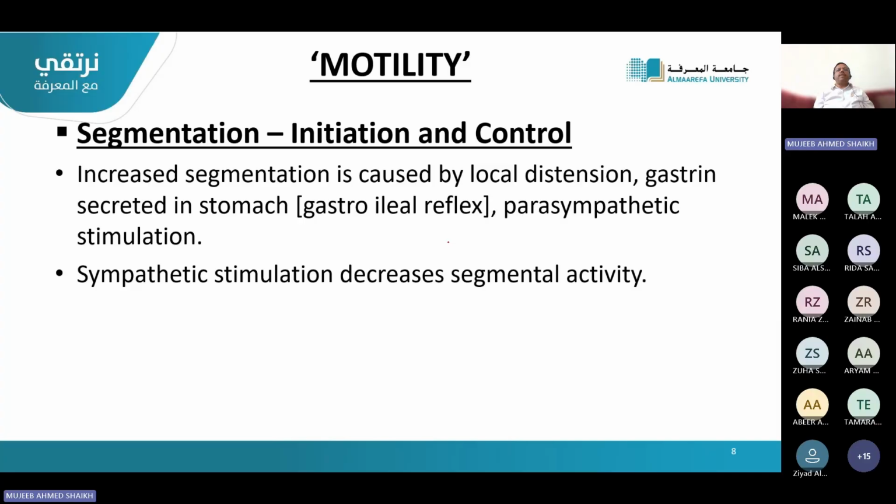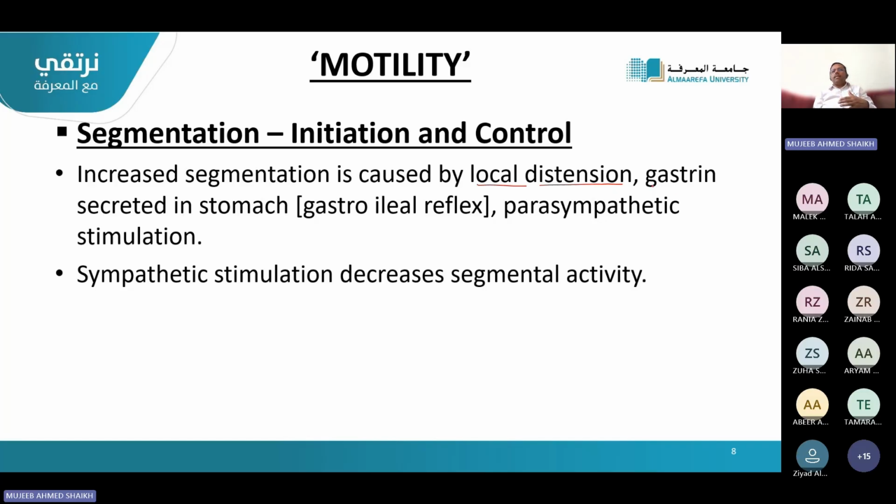So, the mechanism of initiation of segmentation. Local distension: when the food or chyme enters, it will cause stretching of the lumen. The muscles will get stretched. This will cause conversion of the basic electrical rhythm into an action potential, leading to contraction.